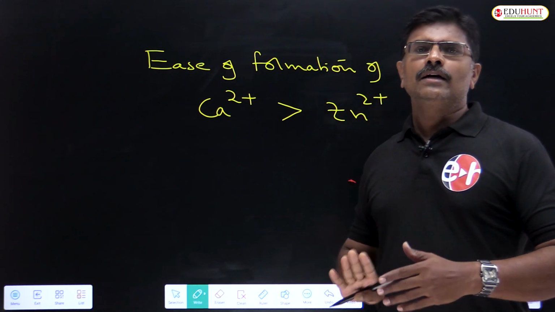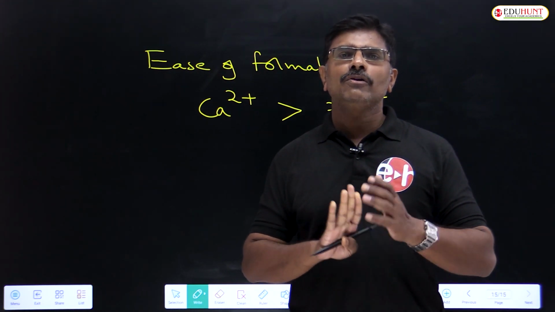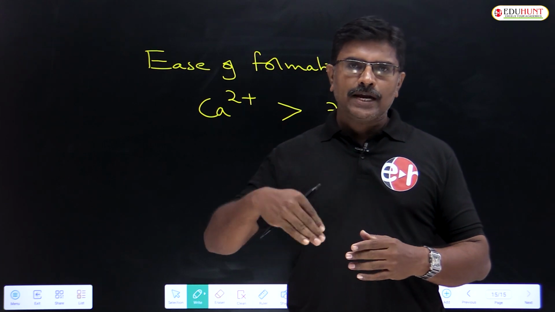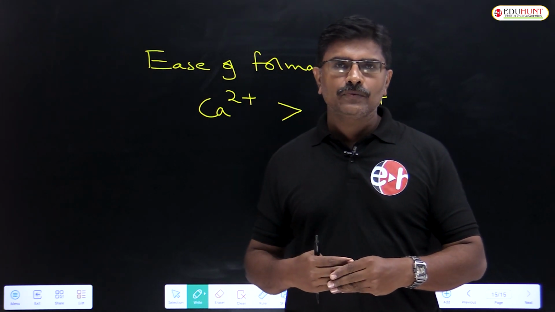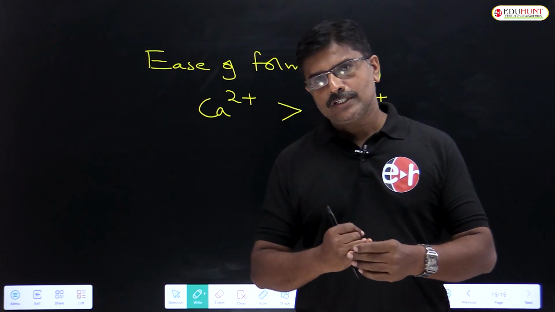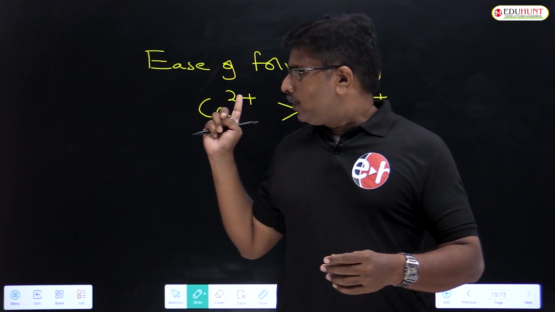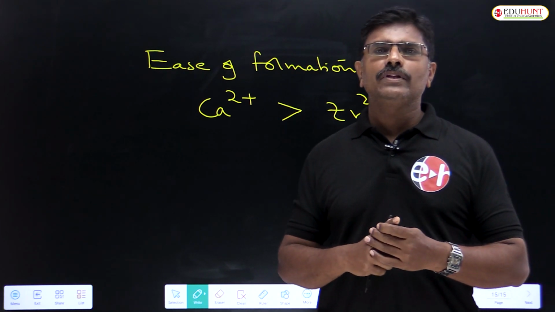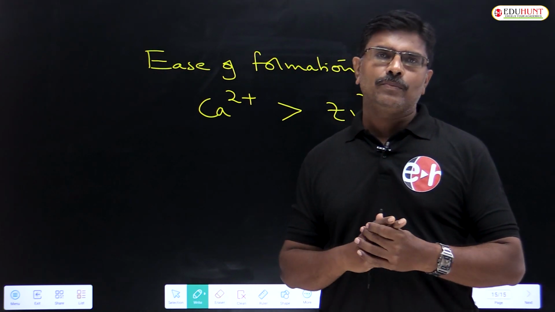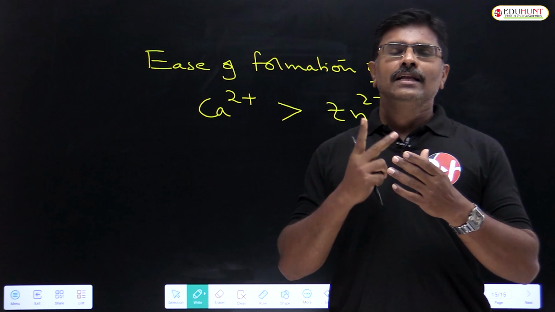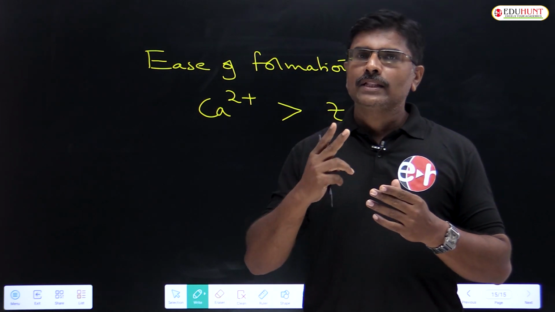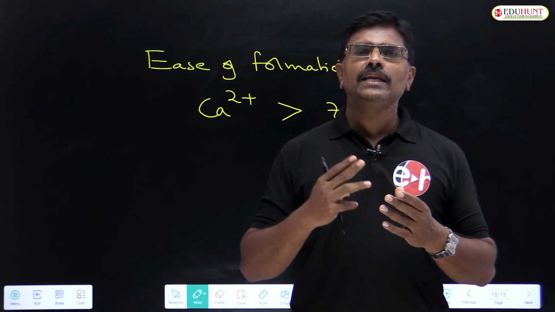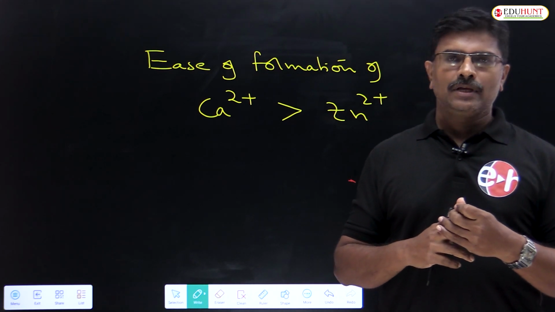These four are the favorable conditions for the formation of cations. So please try to recollect what are those four conditions we have discussed until now. The first one is the size of the atom. Larger the size of the atom, more easily the cation is going to be formed. That is our first condition. The second condition is lower the ionization energy, more easily the cation is going to be formed, right?